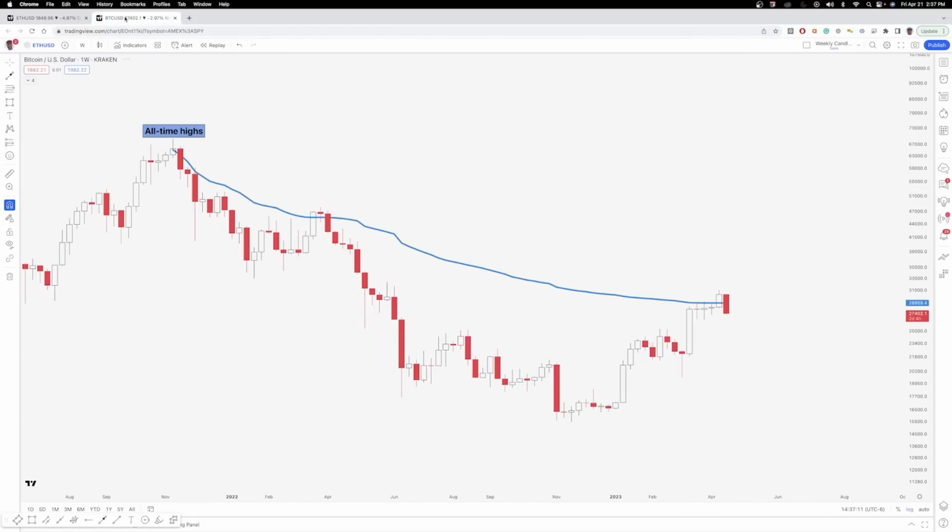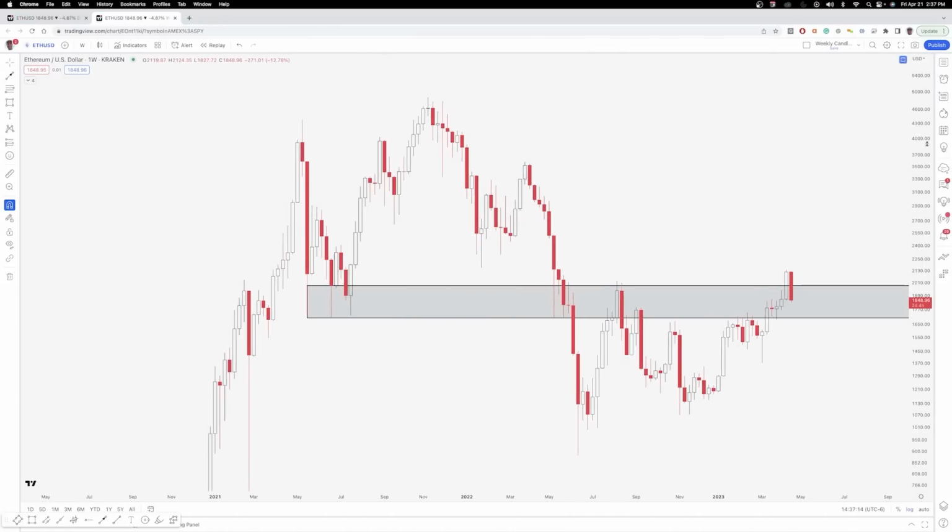Now on the weekly chart, you'll see that we do have a kind of a bigger SR flip if you zoom out a lot.